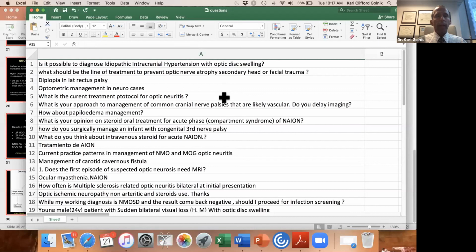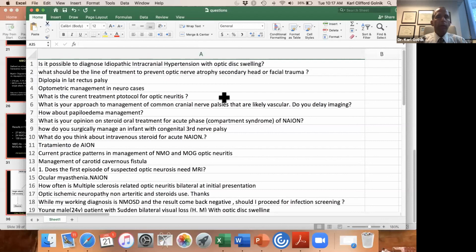Is it possible to diagnose IAH with optic disc swelling? I'm not sure what that question means. I mean, usually you have optic disc swelling. Maybe you meant without. So certainly you can have IAH without optic disc swelling. Papilledema is not part of the diagnostic criteria for IAH. The diagnostic criteria are elevated intracranial pressure on spinal tap with normal spinal fluid and no cause of elevated intracranial pressure evident on MRI or CT imaging.